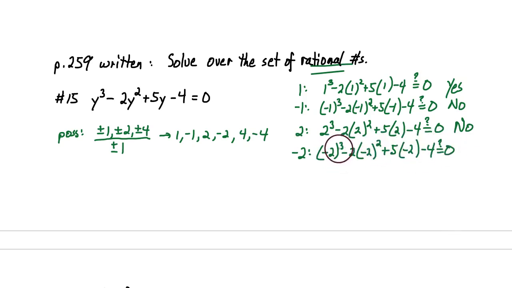Negative 2 cubed is negative 8. Negative 8 minus 8 is negative 16. Negative 16 minus 10 is negative 26. And then minus 4 is negative 30. This is a no. Now let's try 4.